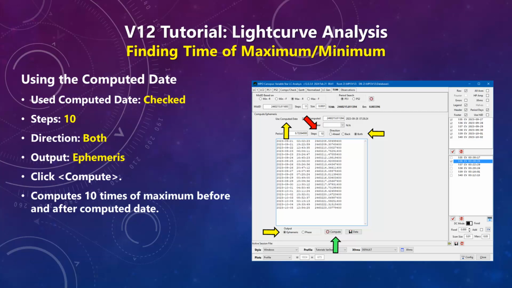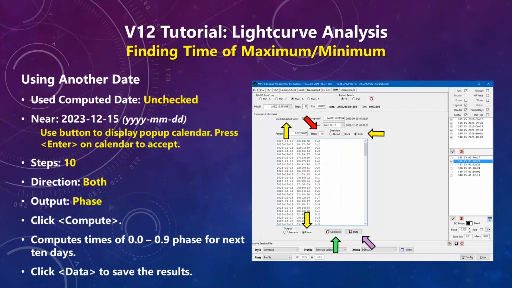Selecting Ephemeris generates dates and times for the computed times of maximum. Selecting phase generates the time and dates for period phases 0.1 through 0.9 in 0.1 intervals for the 10 days after the computed TOM. You can force the start date of the results by using the pop-up calendar in the Near field. You can also enter the date manually in year-month-date order with or without the dash separator. For a binary asteroid, you can use the phase computations to know when to expect the upcoming mutual events. For a variable star, you can check if the computed TOM is close to the one observed 1 month, or even years later.